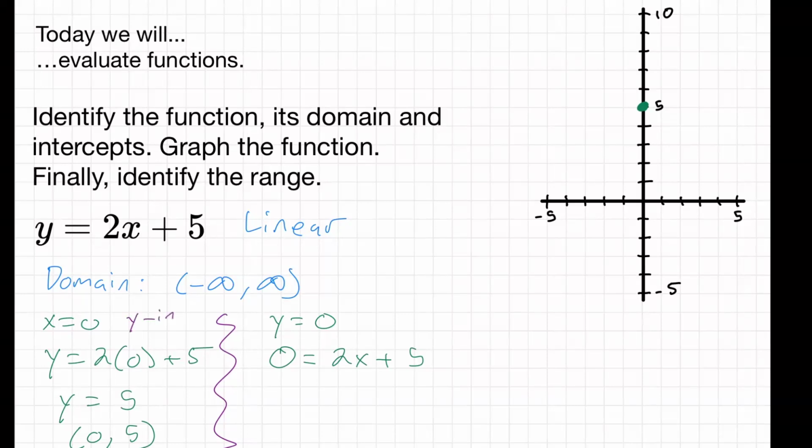So this was our y-intercept. This will be our x-intercept. And remember, as we talked about yesterday, there are some graphs that have more than one intercept. Linear, we should not expect more than one. But as mentioned, subtract the 5 from both sides and then do what with the 2? Do we all still feel comfortable with that process?